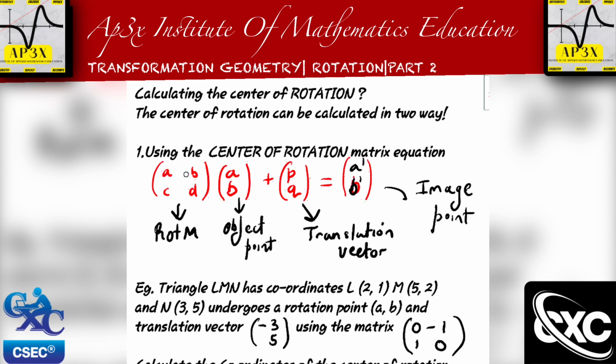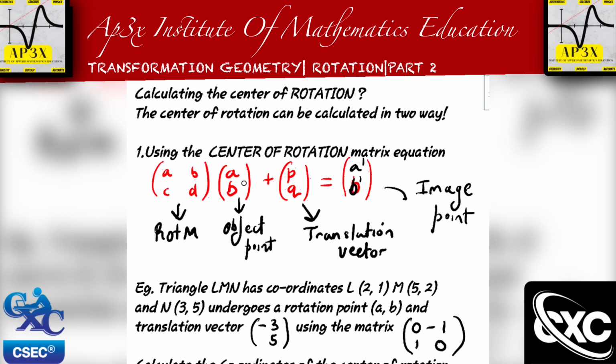So the ABCD represents the rotation matrix for the angle. Okay, so this could be the matrix for a 90-degree turn anticlockwise. It could be 180 degrees anticlockwise. It could be 270 degrees anticlockwise. That most likely will be provided to you.